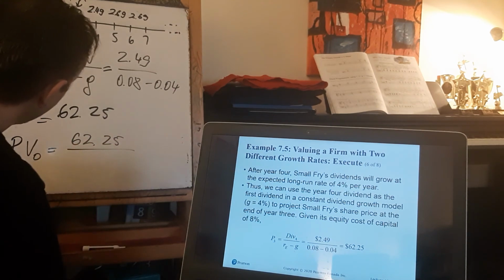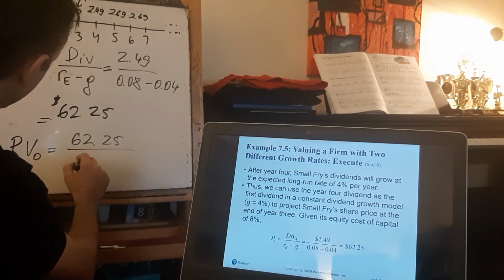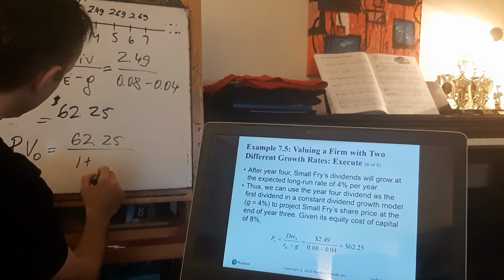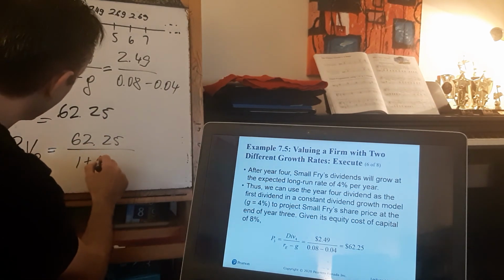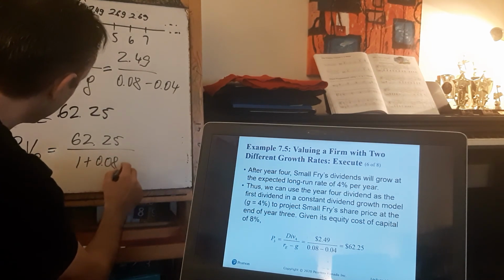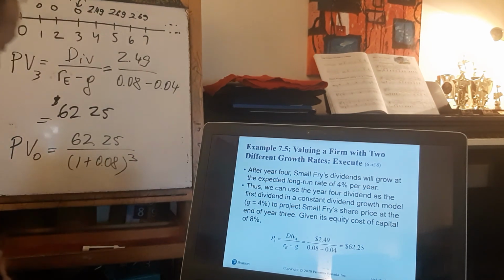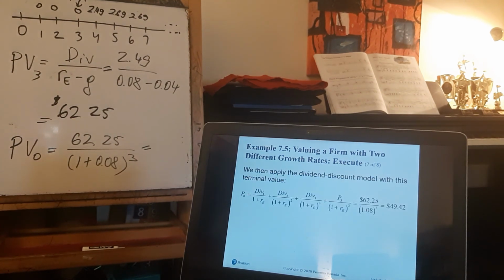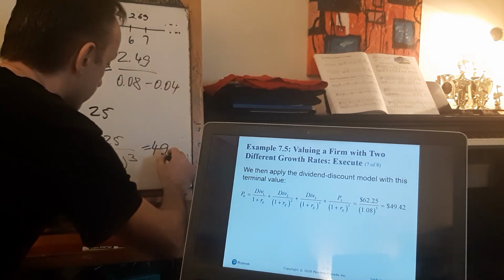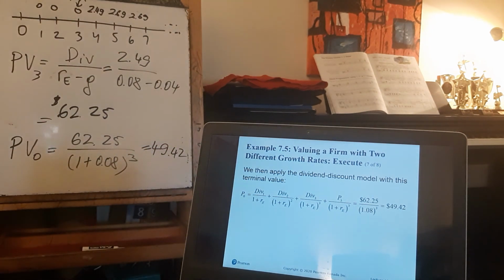62.25 divided by 1 plus our RE, 0.08, and then to the power of 3. And that's going to give us the actual present value of that perpetuity that applies at time 0. And that's going to be 49.42. Okay, so let's see how that looks on the video.